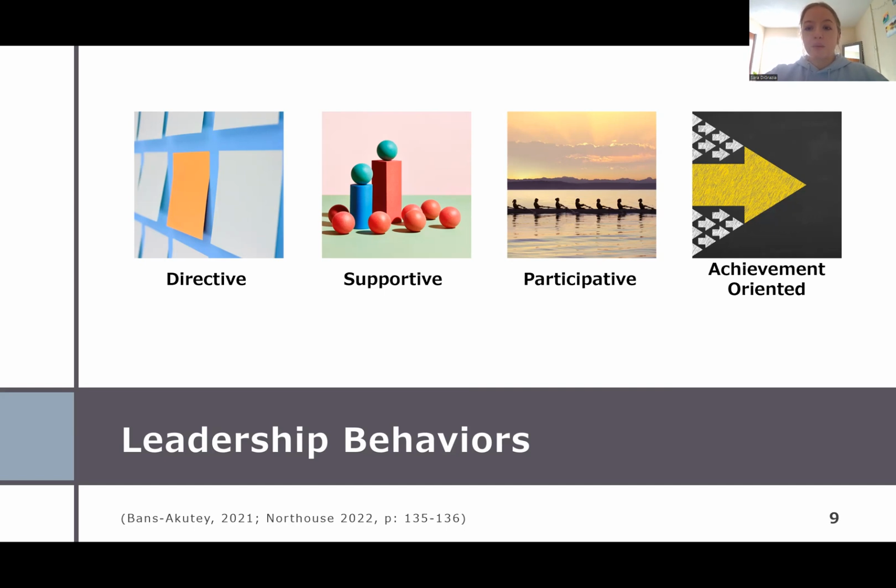The third type is participative, which is when the leader consults with the followers. This type of leader asks their opinion and wants to get their suggestions about different decisions that can be made. This type of leader is looking for the followers to make shared goals that they're trying to attain.